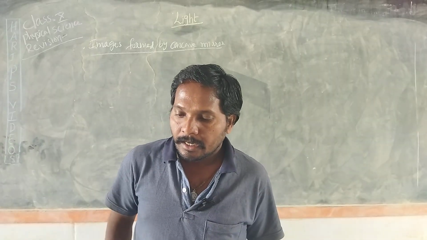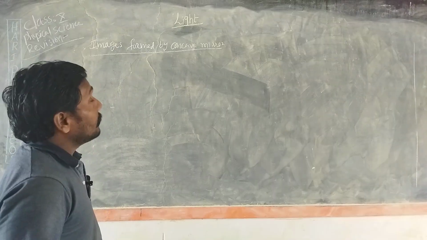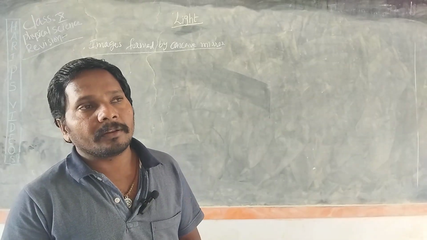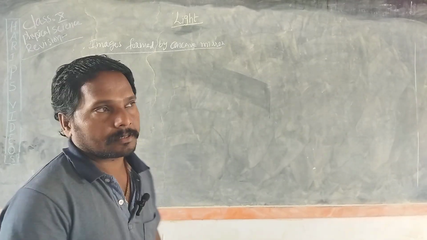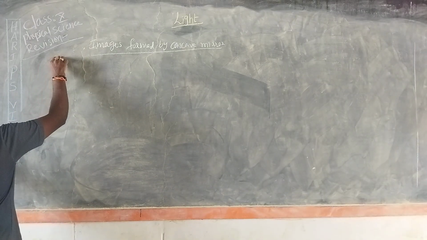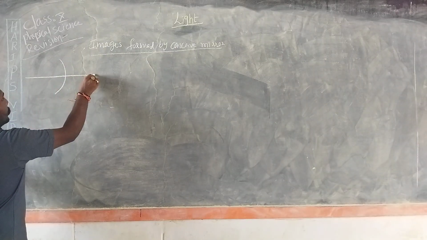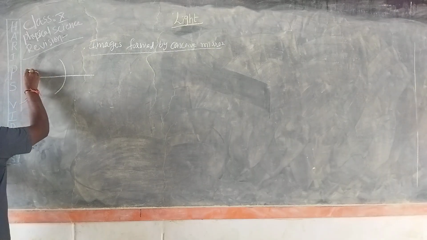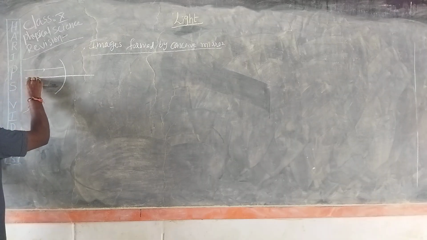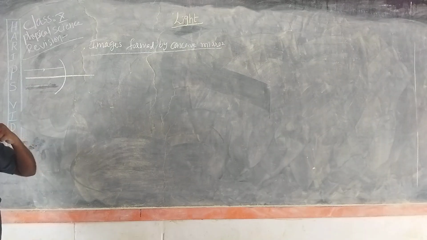So the first one is a ray of light which is parallel to the principal axis. After reflection, it passes through the focus. This is for the concave mirror. The light rays parallel to the principal axis. Some terms also we have to know.